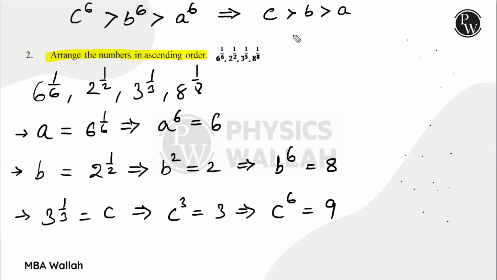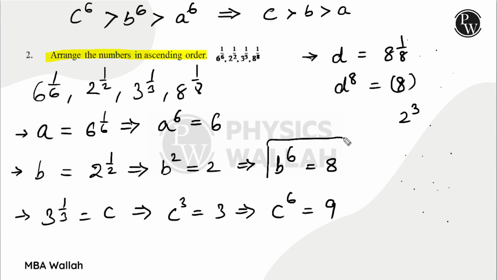ठीक है, now all I need to check is for 8 raised to the power 1/8. Now let me do that also. d is equal to 8 raised to the power 1/8. So I can say d to the power 8 is equal to 8. Okay, now 8 is already 2 cube. I already have b raised to the power 6 as 8. In other words, I can say d raised to the power 8 is equal to b raised to the power 6.